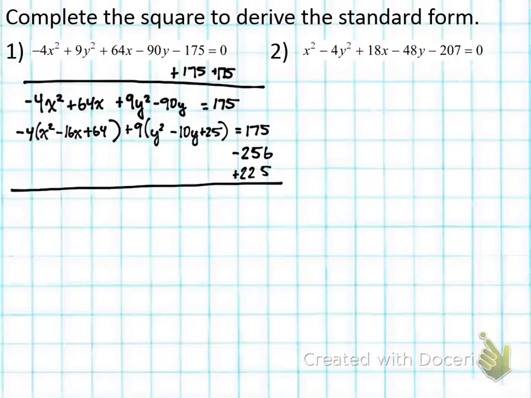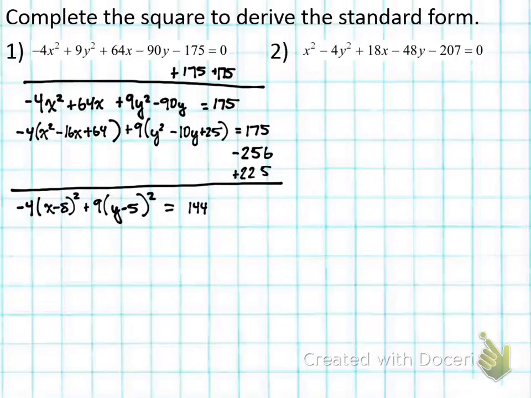Okay, we're going to draw a line. We know this left side now. These are perfect square trinomials, so I'm going to bring down my factor, negative 4. And then we know this is a perfect square trinomial, so we take the square root of x squared, which is x. Half of negative 16 is negative 8. Square that, and we're going to leave that there. Then we're going to bring down the positive 9. The square root of y squared is y. Half of negative 10 is negative 5, so we have y minus 5, all squared. Okay. Then we're going to add these together. 175 plus 225 is 400. 400 minus 256 is 144.